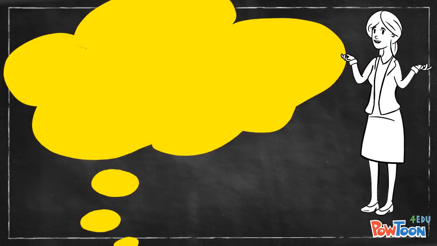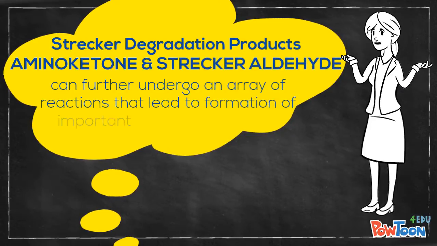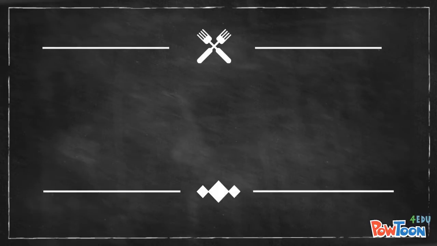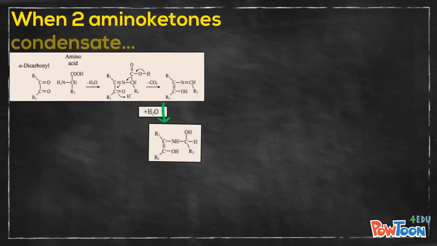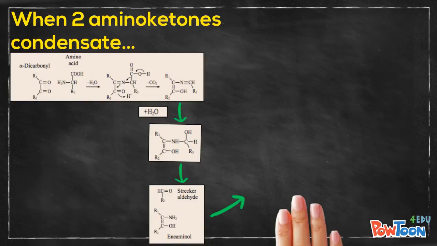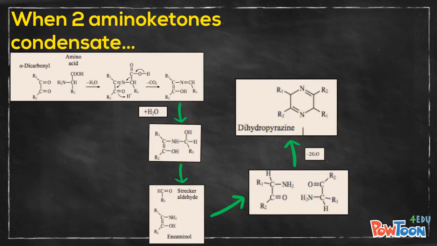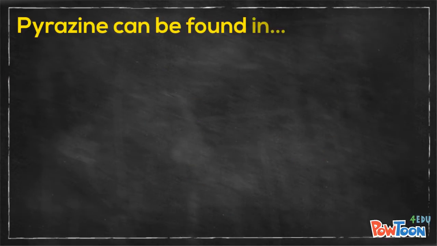Both Strecker degradation products, aminoketone and Strecker aldehyde, can further undergo an array of reactions that lead to formation of important aroma compounds. Now let's look at the first Strecker degradation product, aminoketone, and its contribution to food aroma. Aminoketones produced from Strecker degradation can further react by condensation and form dihydropyrazine. Subsequently, it undergoes oxidation to produce pyrazine. Pyrazine can be found in food products such as baked and roasted food.